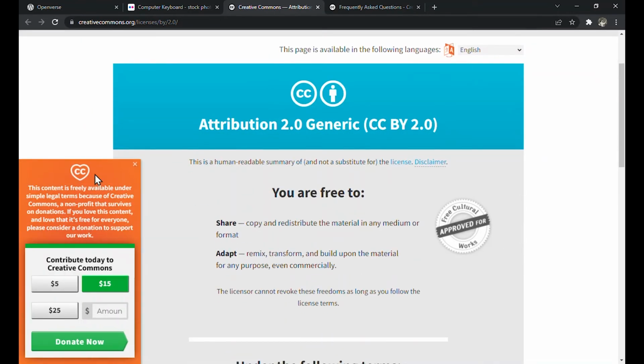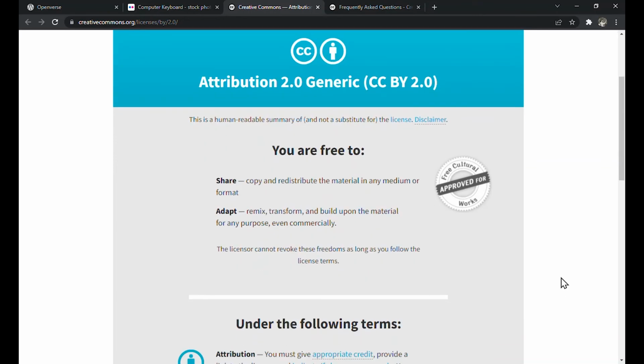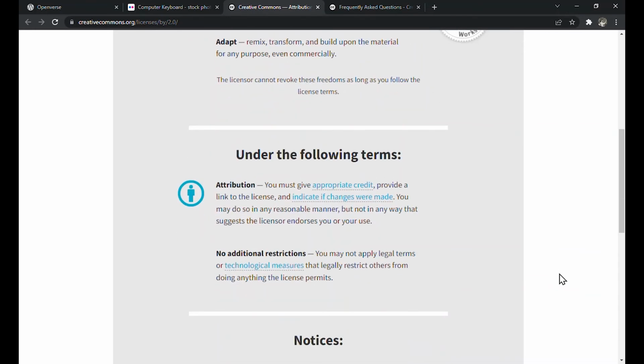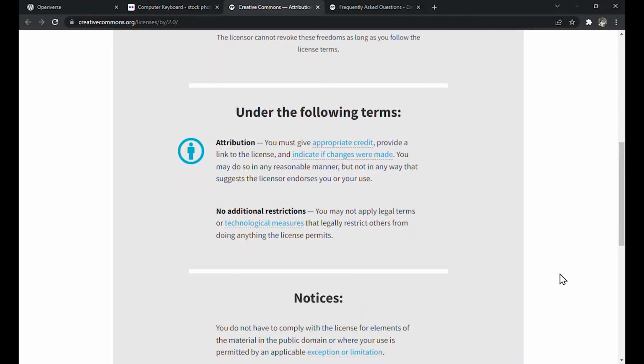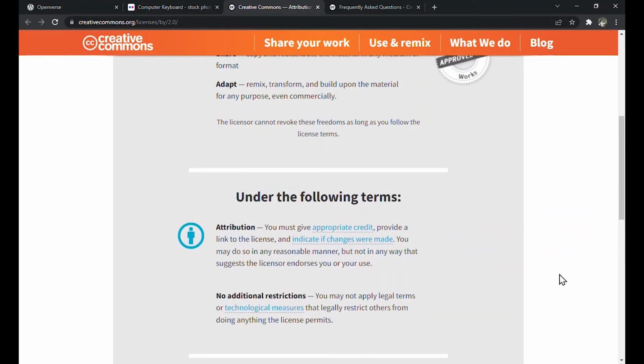So for this one, we can share it, we can adapt it. What you need to do in order to use the image, again, is credit the creator. That is how you legally use the image. You should also provide a link to the license if you can and indicate if any changes were made. You can edit or manipulate the image, but you do need to note that when you're also crediting the creator. There are no other restrictions for this specific image. It's nice that it gives you that information in a pretty straightforward manner.